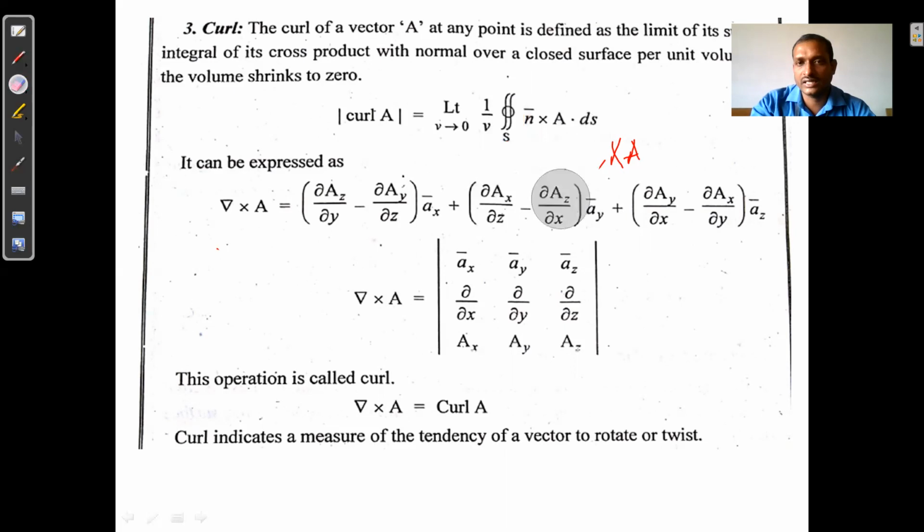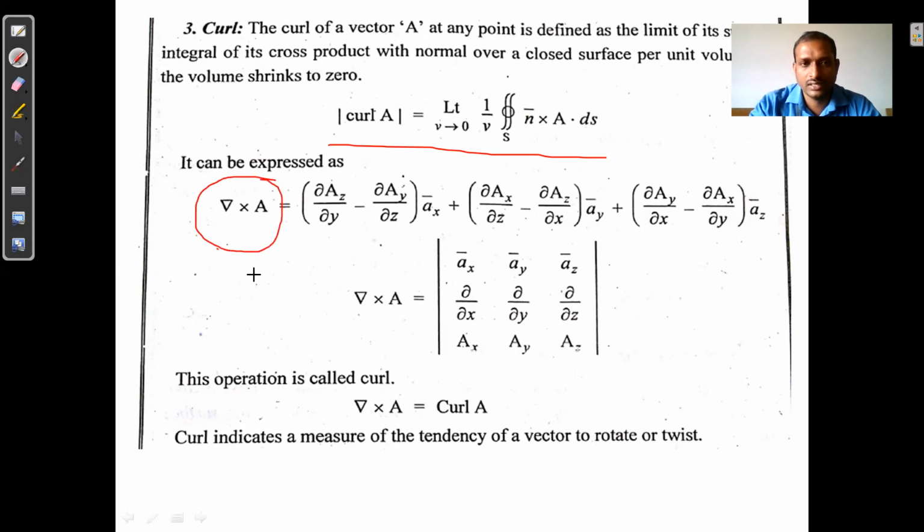So curl of vector A at any point is defined as the limits of its surface integral of cross product with normal over a closed surface per unit volume, as the volume shrinks to 0. So the expression is curl A is equal to limit volume tends to 0, 1 by volume, double integral, that is surface integral n cross A into ds. So this is the curl operation. Generally we are going to express curl as del cross A.